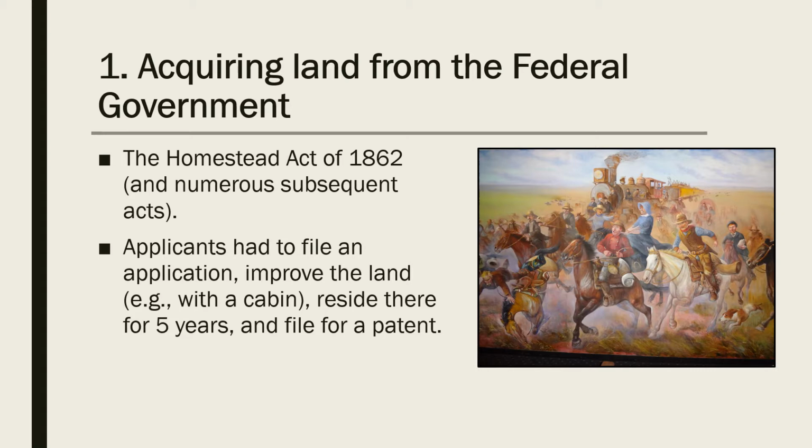The applicants had to file an application, improve the land, for example, to build a cabin there. They had to reside there for 5 years, and then at the conclusion of their residence for 5 years, they had to file an application for a federal patent, which was like a deed conveying title to the land to them. In most cases, the applicant was entitled to 160 acres of land in this way.